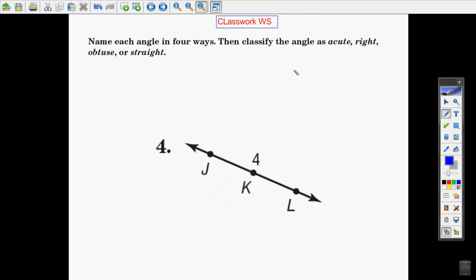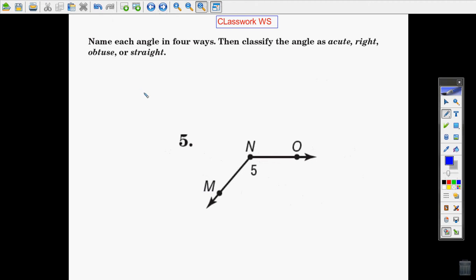Number 4, we've got angle JKL. Now again, this one appears to be a straight line, and therefore it may seem kind of funny that we're naming it an angle, but it can be considered a straight angle. Straight angles and straight lines do have something in common. They're both measured at 180 degrees. So this is a straight angle, 180 degrees. That's going to be really important when we move to the next section. So very important to know that a straight line is 180 degrees.